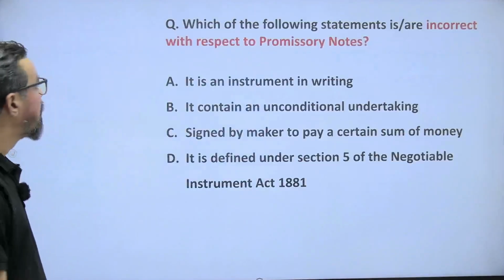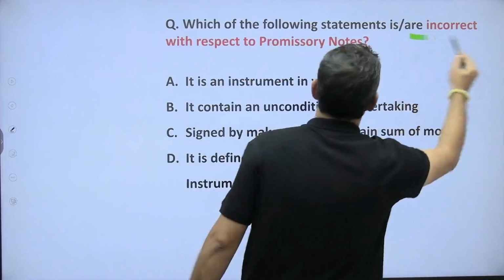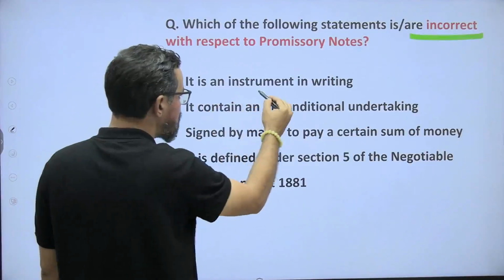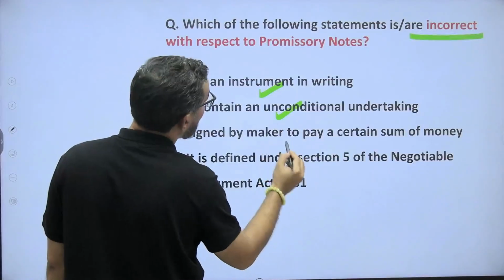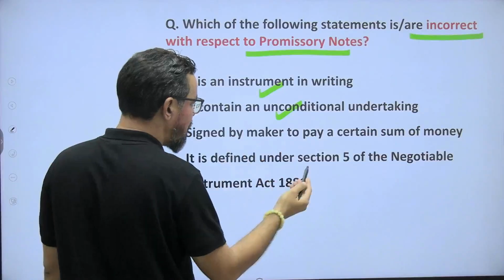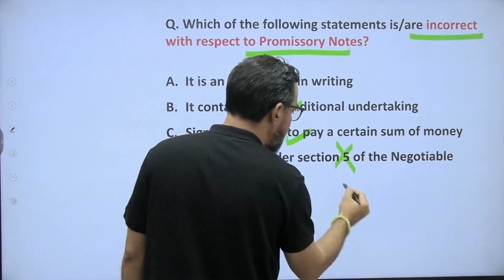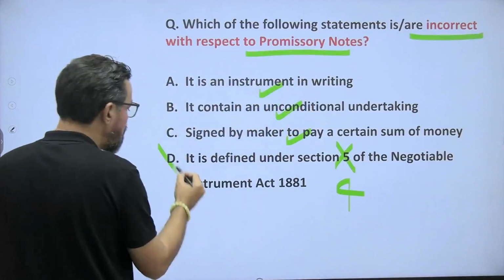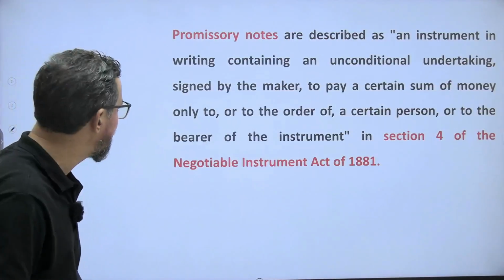Correct? Which of the following statements are incorrect with reference to promissory note? It is an instrument in writing, an unconditional order, signed by the maker to pay a certain sum of money. It is defined under section 4. So D is wrong in this particular one, right? The rest of the statements are correct.